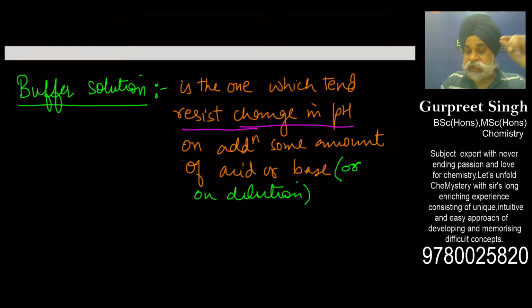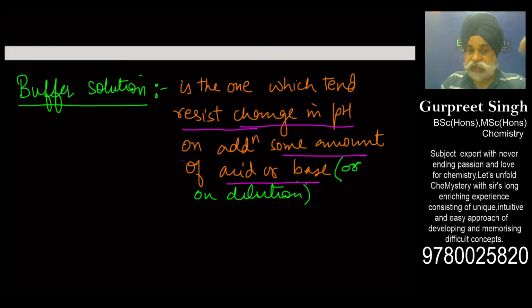Now how? It is going to resist the change in pH if you add a small amount of acid or base. If you add a small amount of acid or base to any solution, the pH is bound to change. But if that composition is showing buffer action, on addition of some amount of acid or base, the pH would not substantially change. When it is not substantially changing, we say it is acting as a buffer.